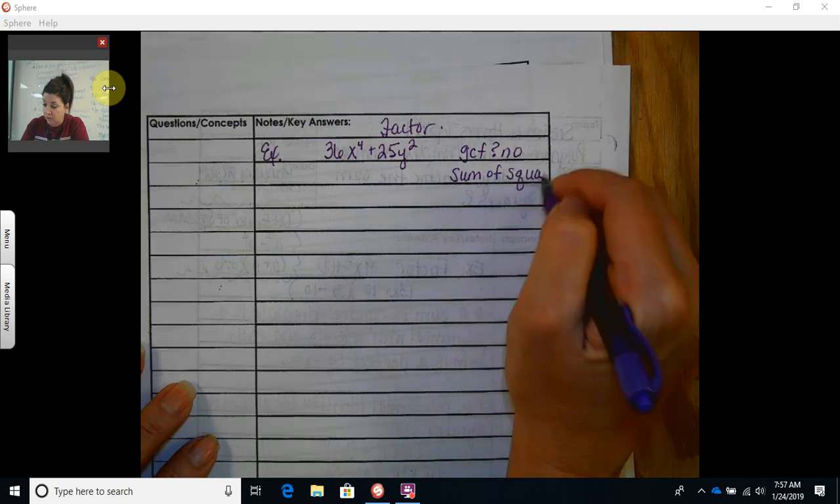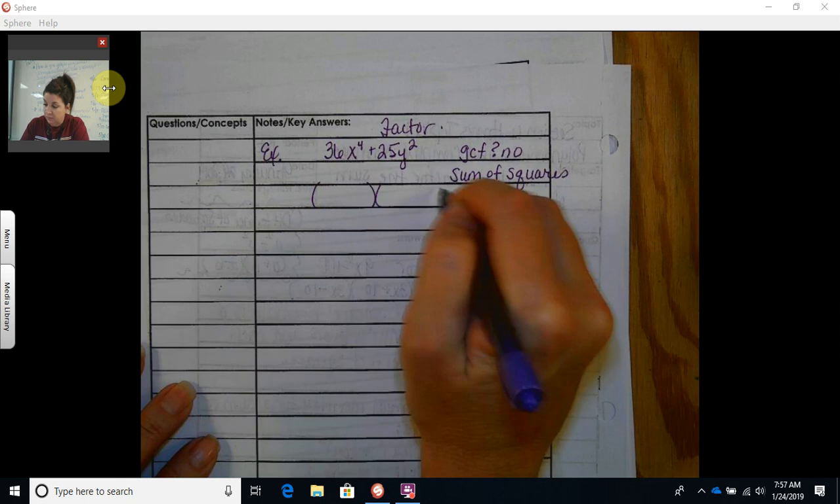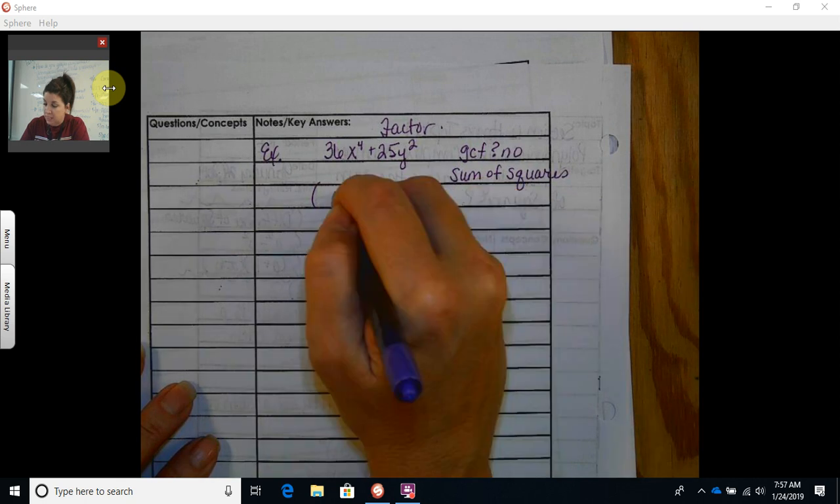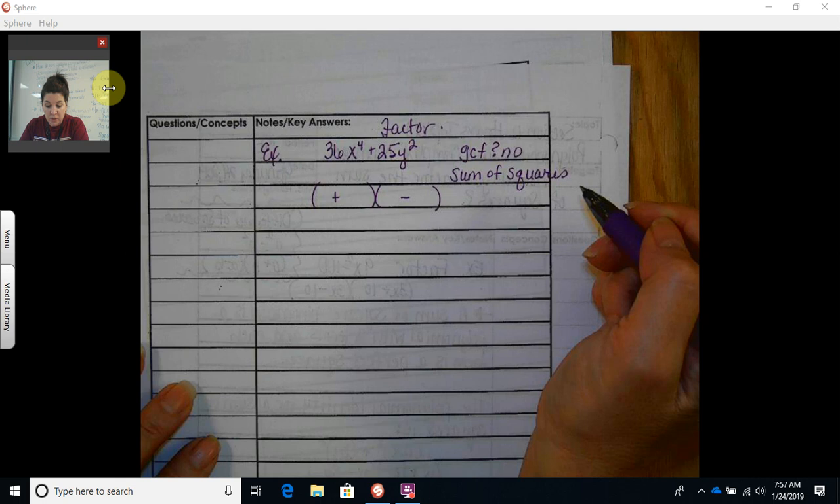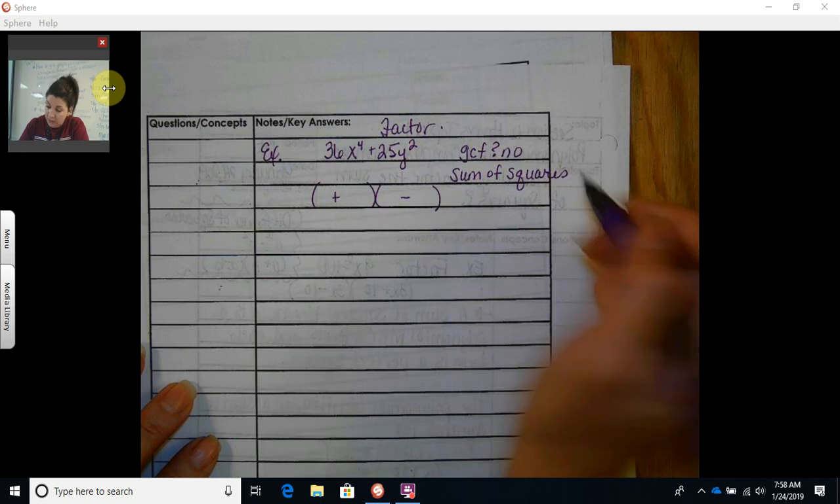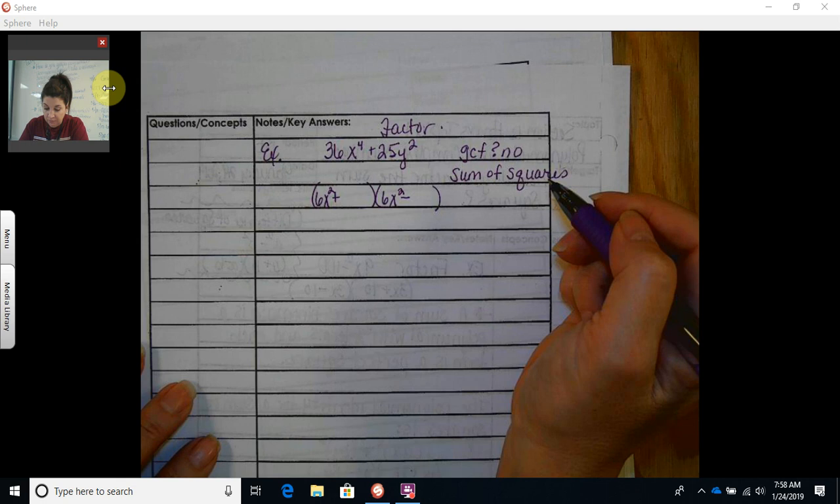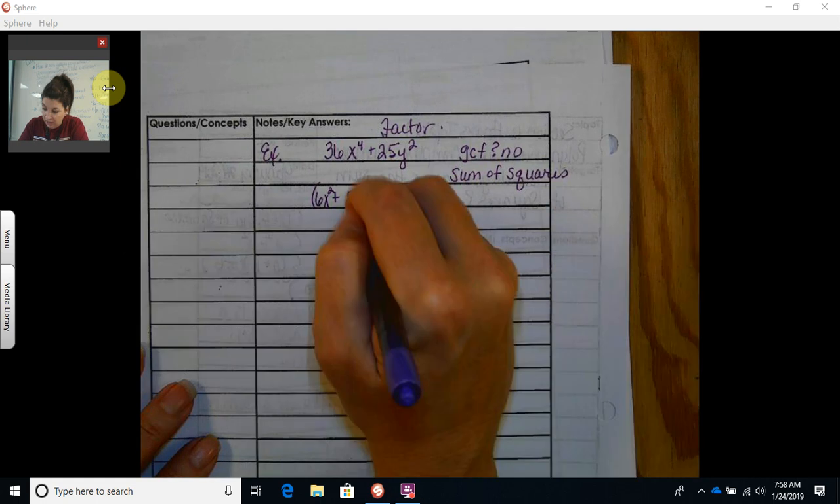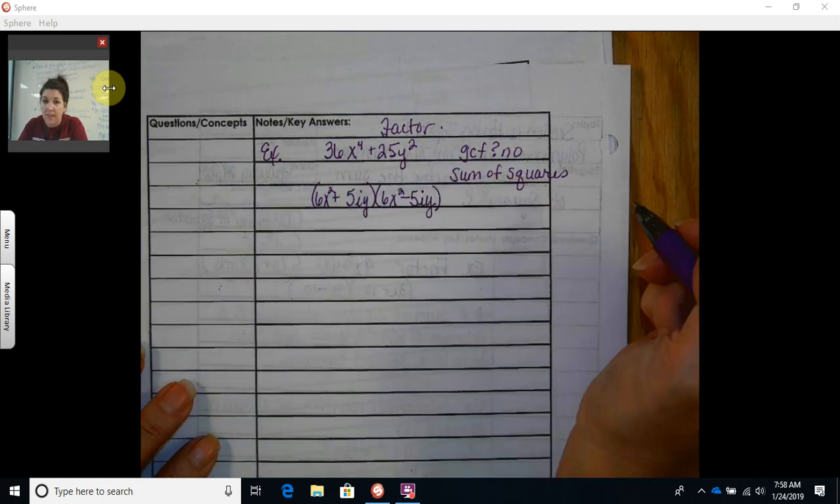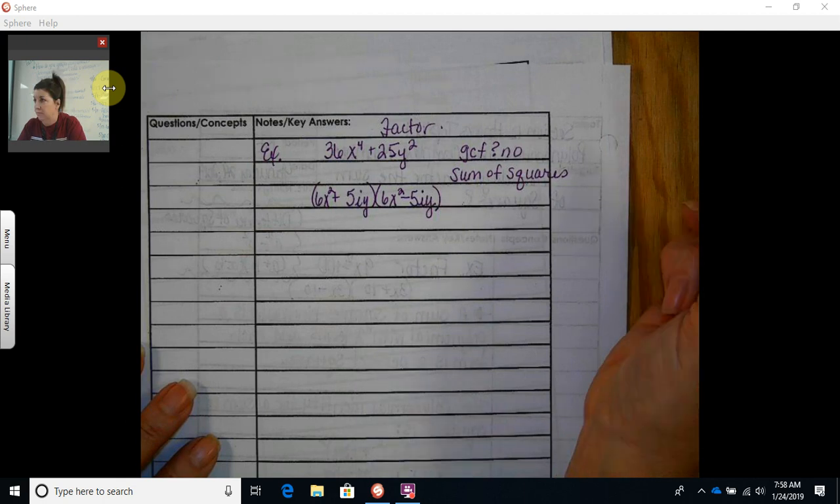So we make two sets of parentheses. One gets a plus, one gets a minus. What's going to be the first term in each set? 6x squared. What's going to be the second term in each set? And remember, I said it backwards the last time. So we'll put the 5i and then the y. So 5i y, which is the order it should have been on the last example. I just made a mistake. That's it. That's all you do. Easy breezy. Beautiful. Cover girl.